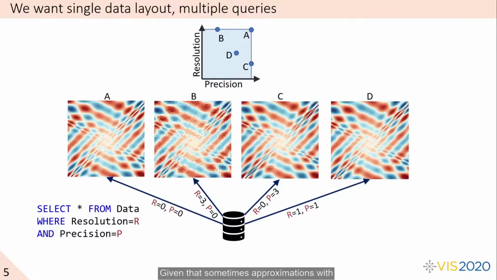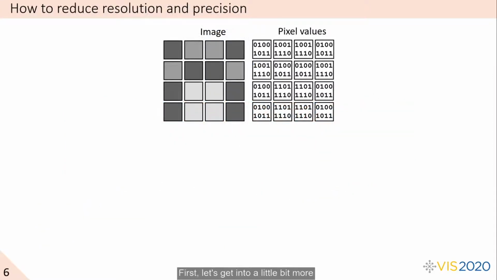Given that sometimes approximations with more resolution are better and sometimes those with more precision are better, what we really want is a single data layout from which we can query the data at different resolution and precision levels, depending on the task at hand. So let's see how we can do that. First, let's get into a little bit more detail on what we mean by reducing resolution and reducing precision.